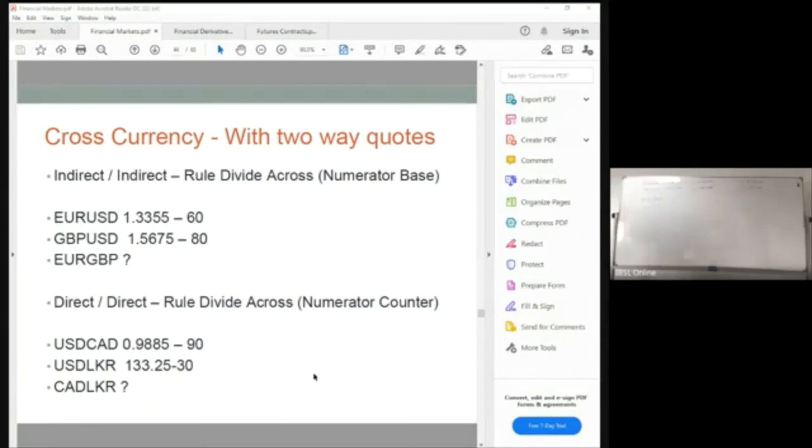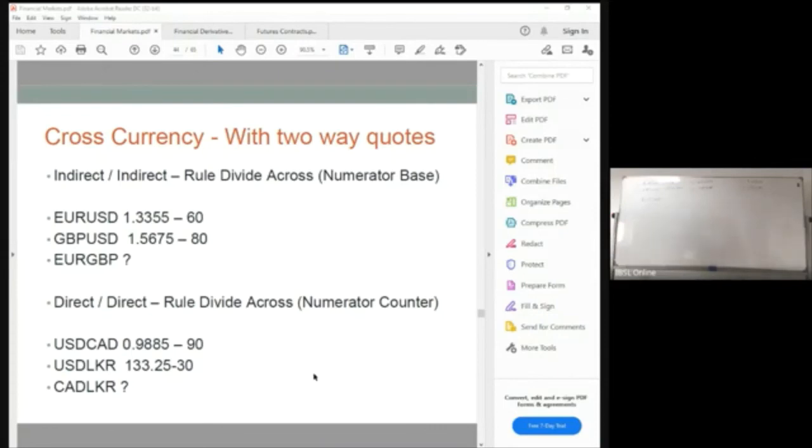Now, which one is the stronger currency? Sorry, euro is the weaker currency, isn't it? Euro is the weaker currency, meaning the exchange rate you get should be less than 1. So you have to divide the euro rate by the sterling rate to get an answer which is less than 1.